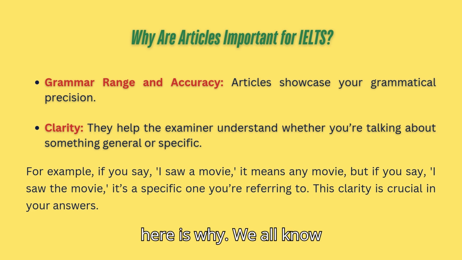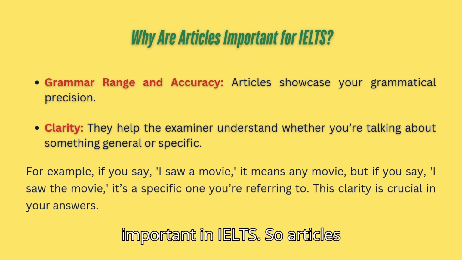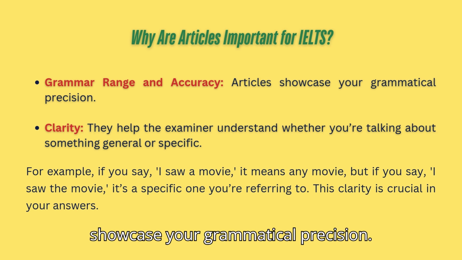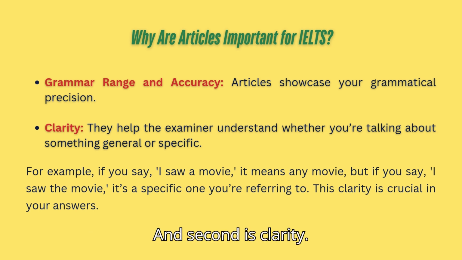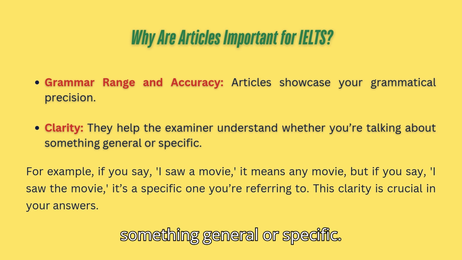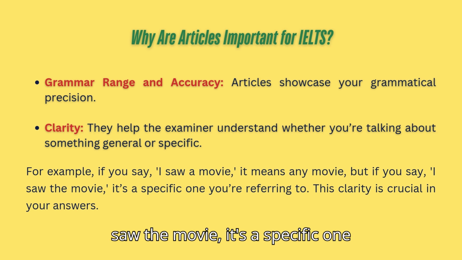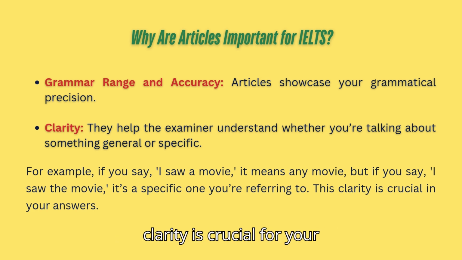So here is why. We all know grammar range and accuracy is very important in IELTS. So articles showcase your grammatical precision. And second is clarity. Clarity means the examiner understands whether you are talking about something general or specific. So if I take an example, if you say I saw a movie, it means any movie. But if you say I saw the movie, it's a specific one which you are referring to. This clarity is crucial for your answers.